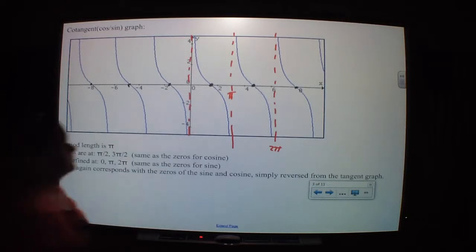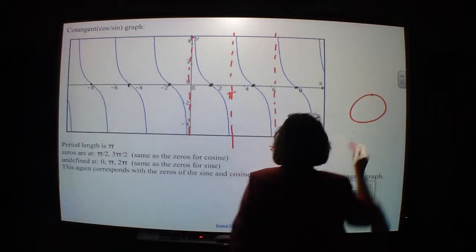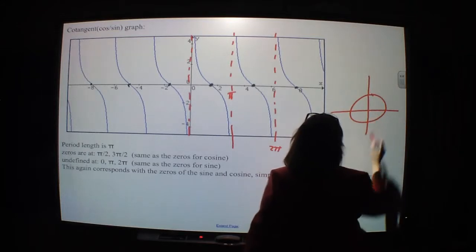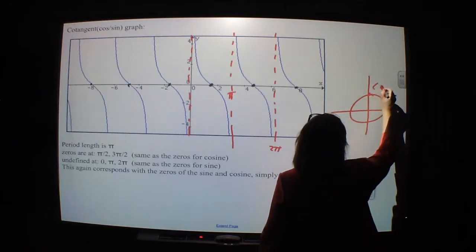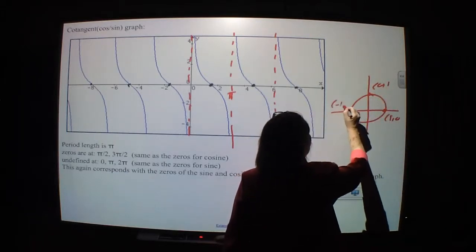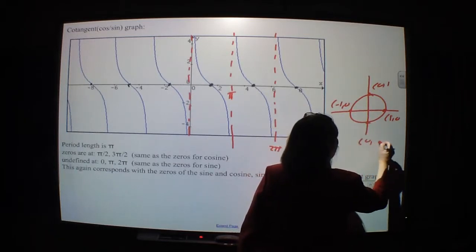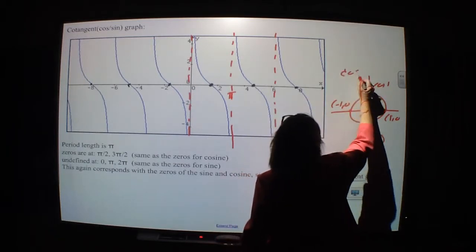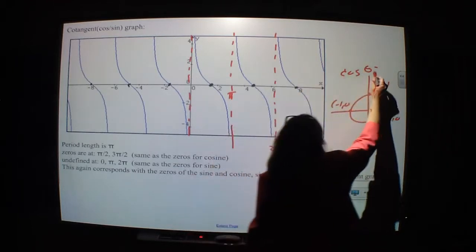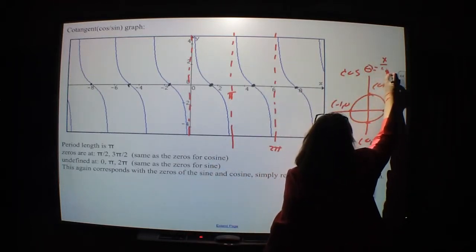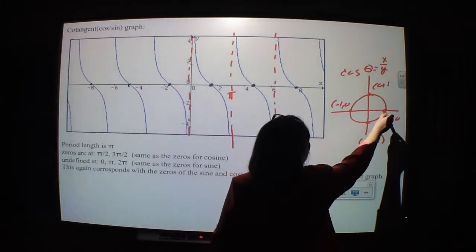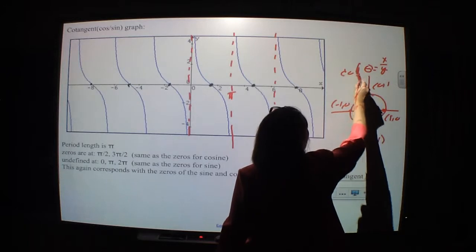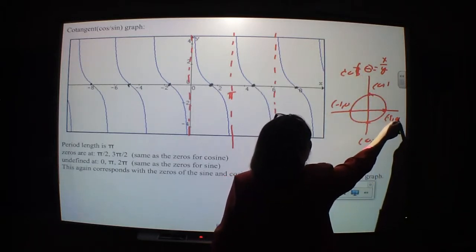And you can, again, if you want, think of the unit circle, and figure out, okay, that point I'm at 1, 0, I'm at 0, 1, I'm at negative 1, 0, I'm at 0, negative 1. And remember, cotangent of whatever my angle is, x over y. Okay? So at 0, x over y, it's cotangent, or cosine, x, 1 over 0 is undefined.